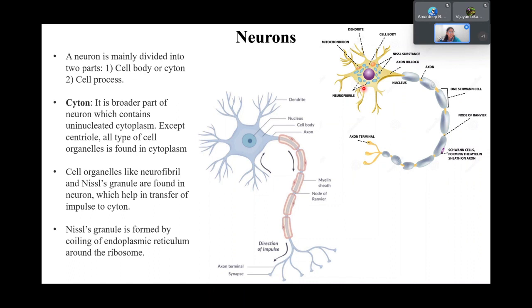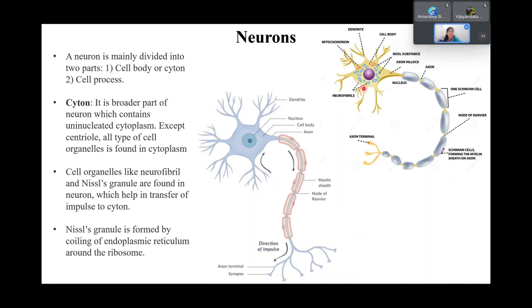These could be covered with the myelin sheath or not. If they are covered with myelin sheath, this layer is called myelin sheath, and the junction between two myelin sheaths is called the nodes of Ranvier. And this myelin sheath is covered by a squamous shell. So that's what we are mentioning here as well.